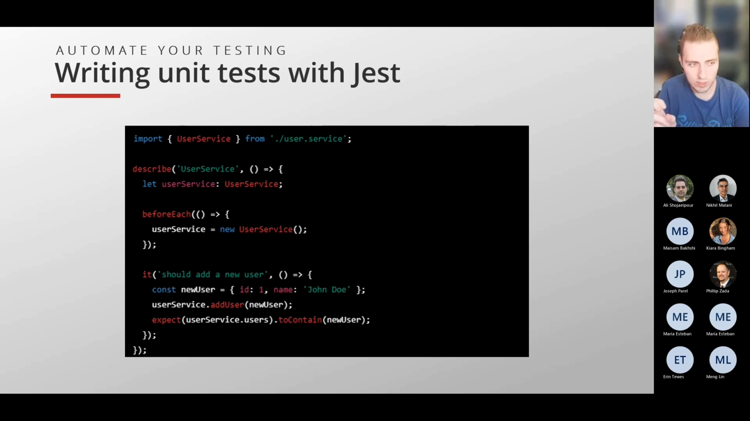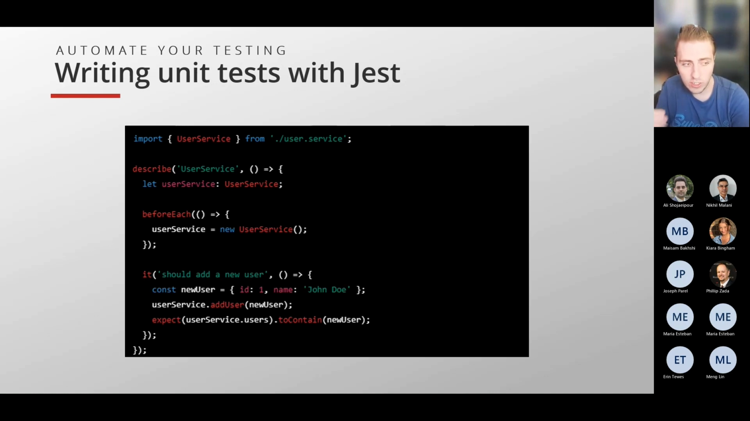It's synonymous with the same as test. So you can say, test this or it this. You kind of want that to be descriptive of what you're trying to test. And you only want to be testing what you were describing. So for example, it should add a new user.